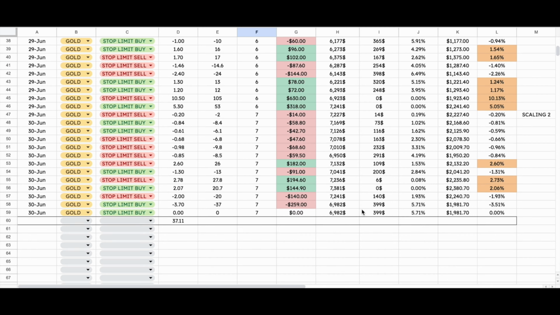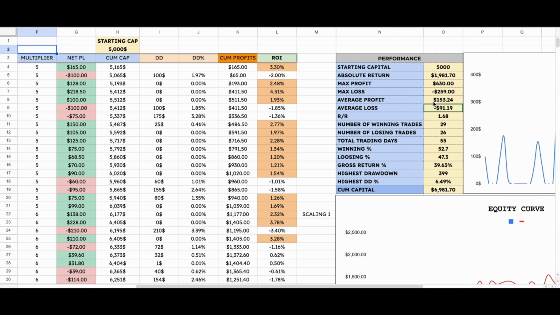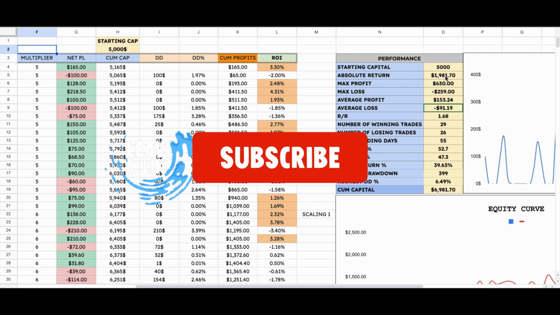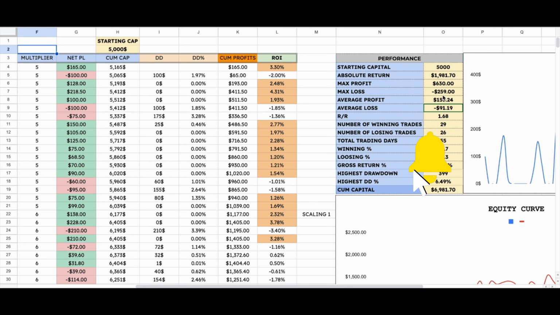So these are the results as you can see here, and so let us see the stats first. Starting capital $5,000, absolute return $1,981. $630 of max profit. Max loss was minus $259. Average profit $153. Average loss $91. Risk reward 1.68, which is fabulous for a discretionary trading, scalp trading. Number of winning trades 29, number of losing trades 26. Total trades were 55, winning 52, losing 47.